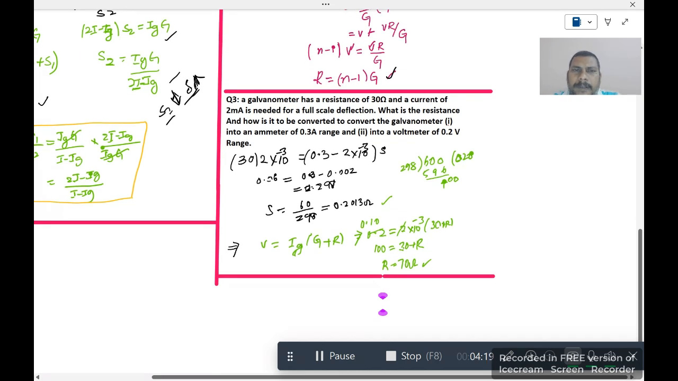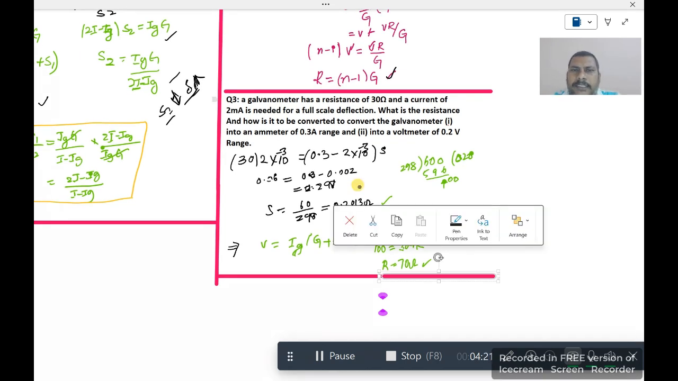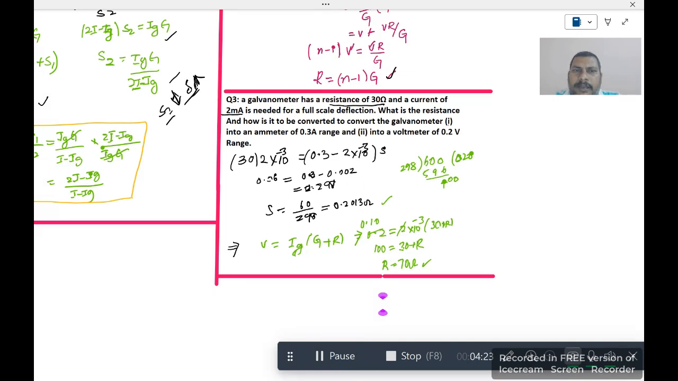Here, if you see, a galvanometer has a resistance of 30 ohms and 2 milliamperes full scale reading. I want to convert it into an ammeter of 3 amperes range and a voltmeter of 0.2 volts range. In converting the galvanometer into an ammeter, I have to shunt a resistance in parallel, right?